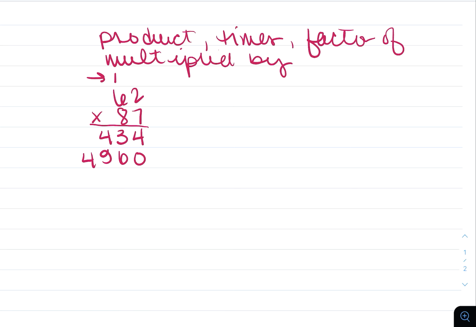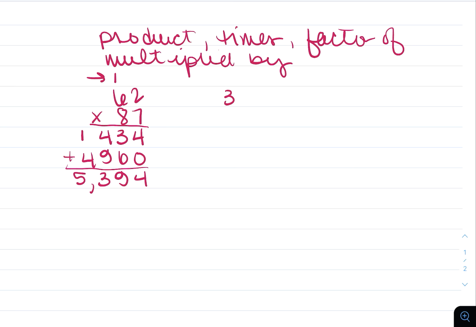Okay, so now we can go on to step 2. Step 2 is adding together our two numbers here. So everything's lined up. We have 4 plus 0 is 4. 3 plus 6 gives us 9. 4 plus 9 is 13. Carry the 1. And then 1 plus 4 is 5. And our answer is 5,394.